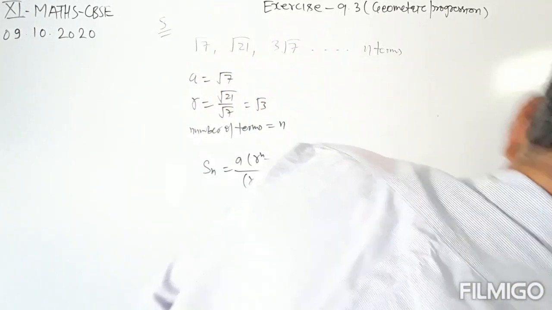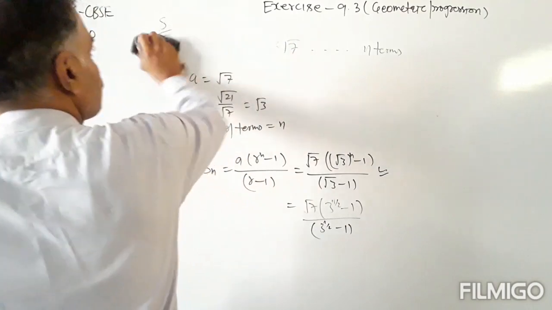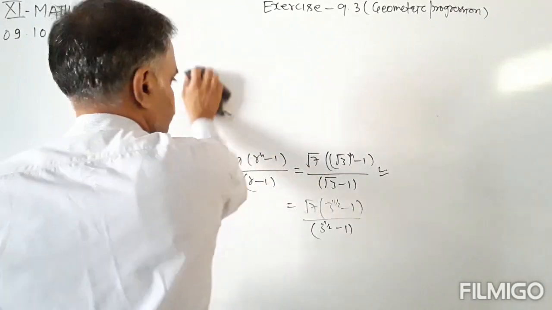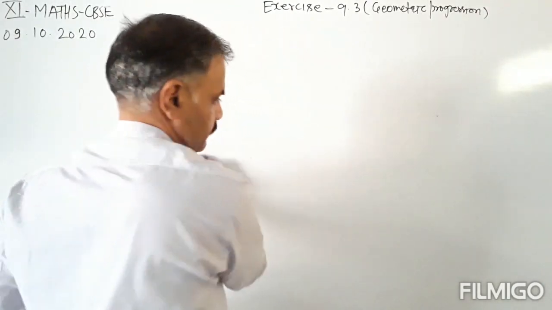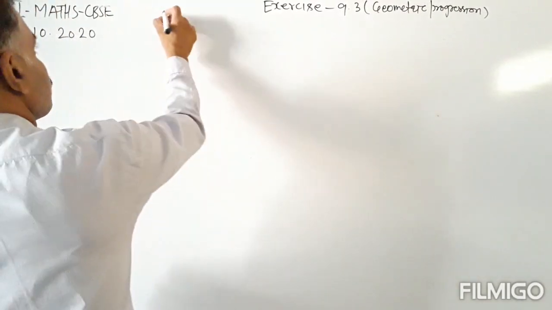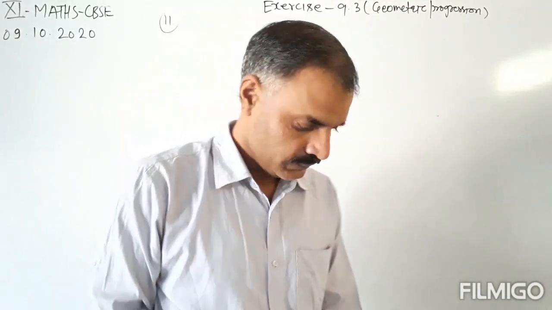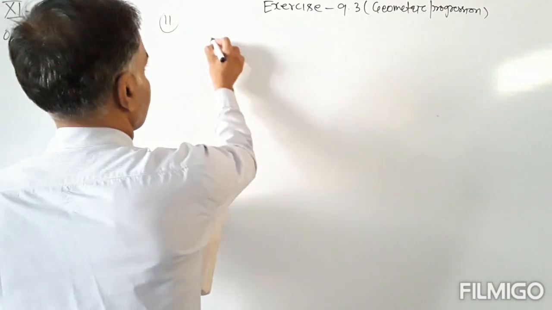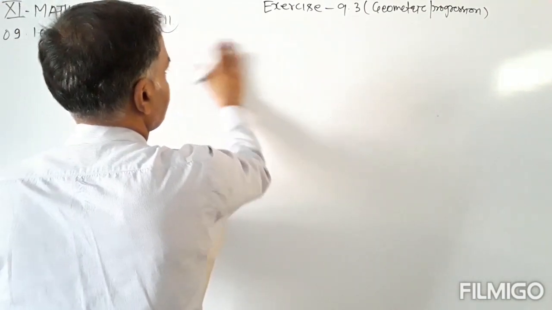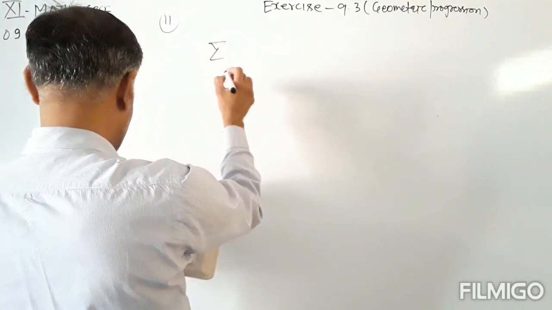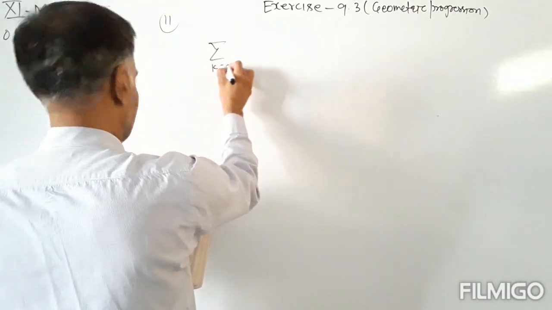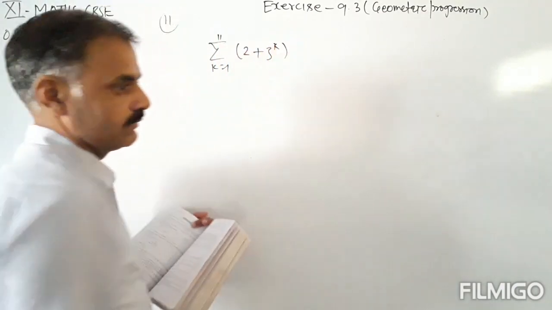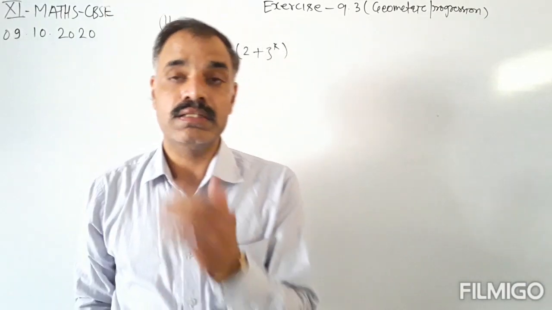Now question number 11. Evaluate the given sum. The sum is given as k varying from 1 to 11 of 2 plus 3 raised to the power k. Evaluate this sum.